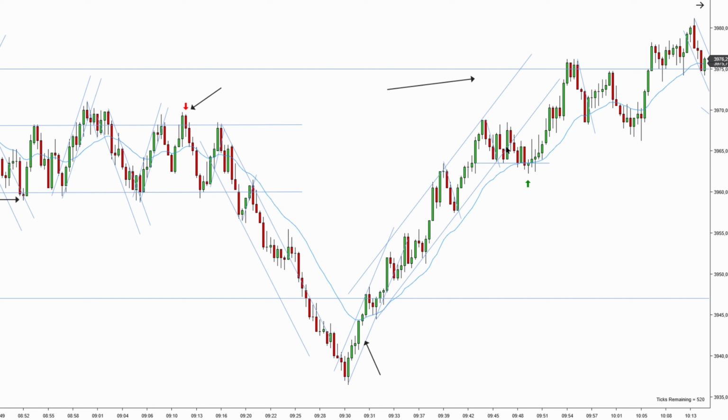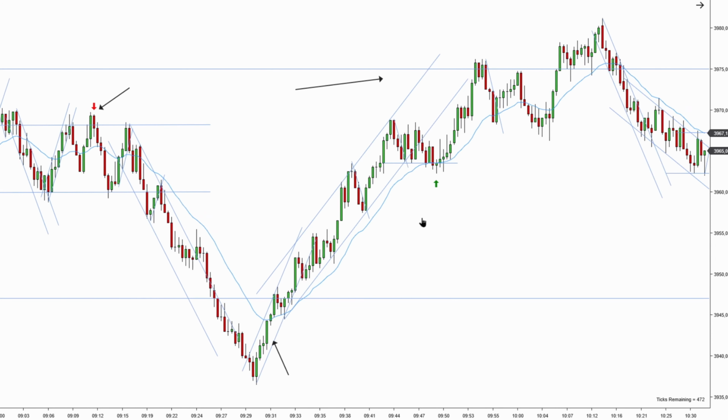Now we have a two-legged pullback, but it's not fully at the exponential moving average, and the signal bar is a horrible, bearish bar. You cannot buy above a bearish bar. Now you have a new high, first entry long, second entry long, which means we can reset the count here, and we have new high, first entry long, pullback, second entry long.